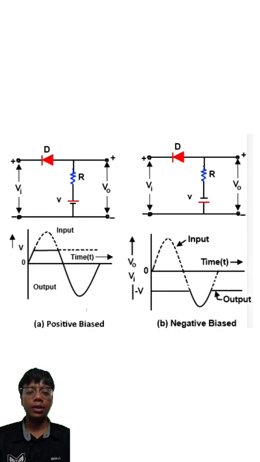There are different types of clippers: series and parallel. The series clipper places the diode in series with the load, while the parallel clipper places it in parallel. We can also use a biased clipper, where a DC voltage is added in series with the diode to clip at a specific voltage level.